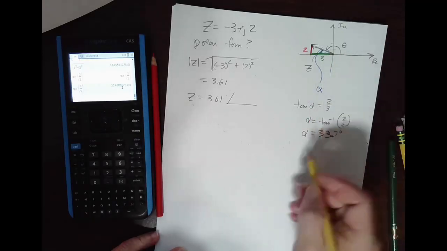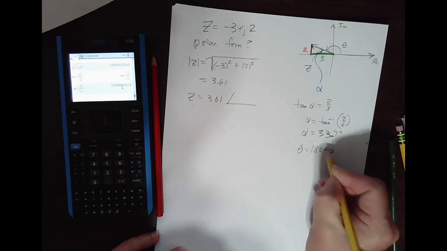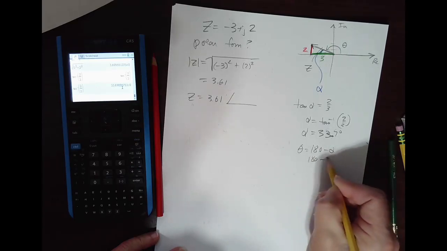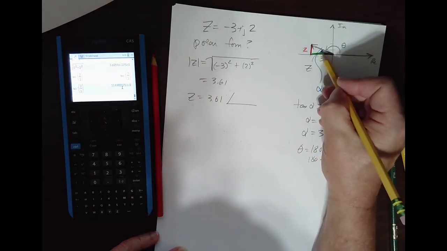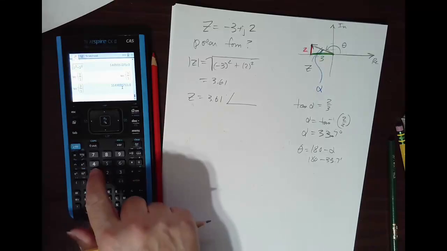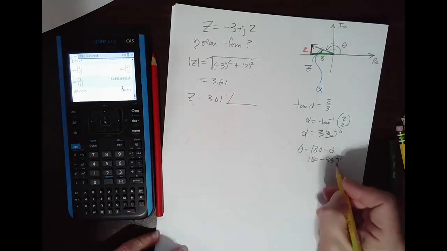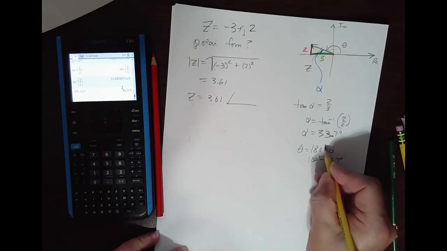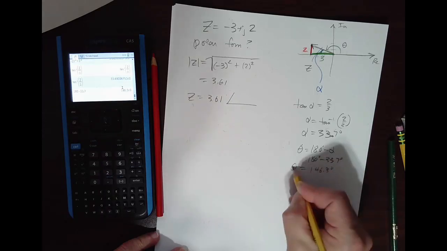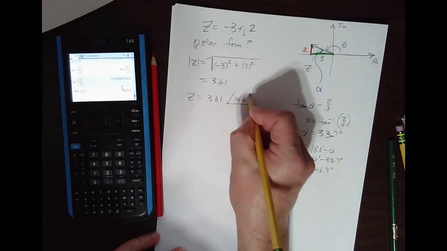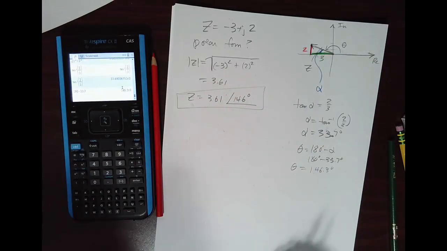What is the angle of z? Theta is actually 180 minus alpha, right? Because we want this part. So this whole thing is 180. Take off alpha, so we get 180 minus 33.7, which is 146.3 degrees. Let's just say 146 degrees. All right, so we've got our number in polar form that way.